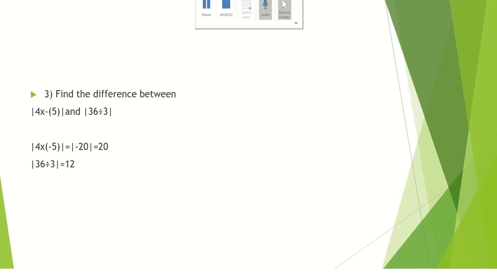In the second one, 36 divided by 3 is equal to 12. And he's asking for the difference. Therefore, the difference is equal to 20 minus 12, which is obviously 8.